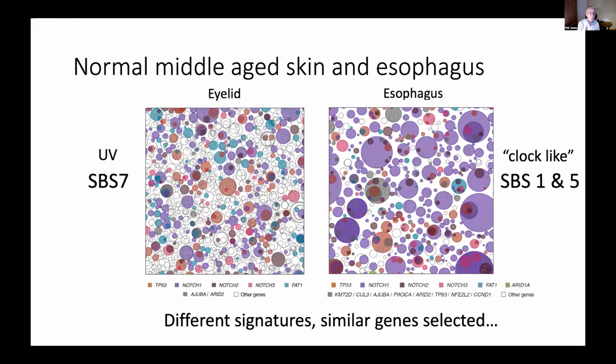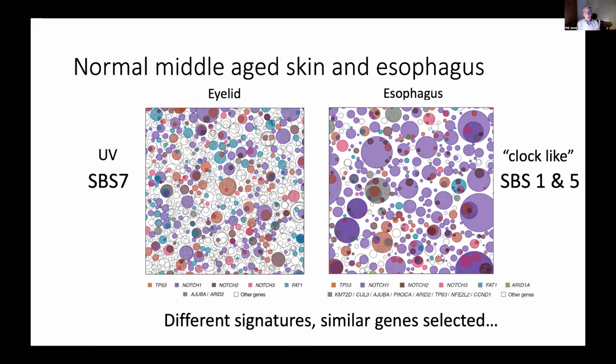What's striking in terms of mutational signatures is that these signatures and the mutational processes that underlie them are very different. UV, or in the case of the skin, in the esophagus, these clock-like cell-intrinsic SBS1 and 5 and intrinsic processes, different signatures, but very similar genes are being selected. We can go further than that, though.